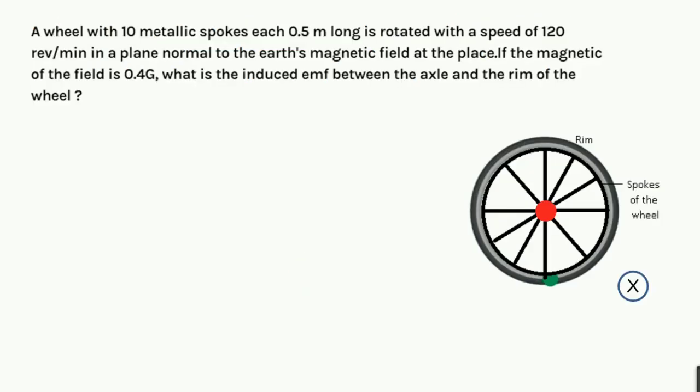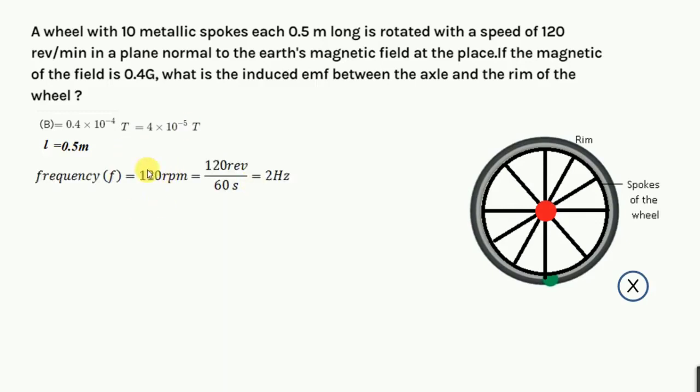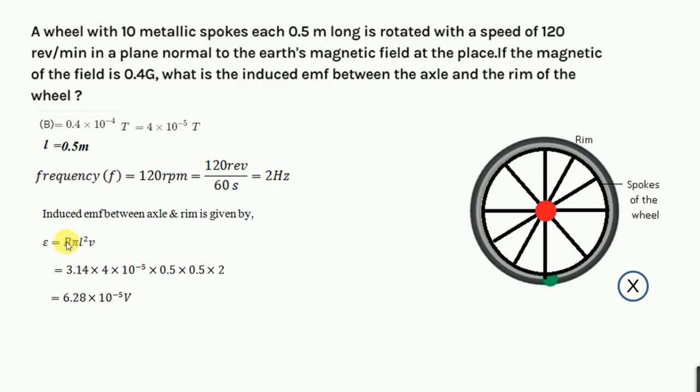In this question there is a wheel with 10 metallic spokes, and it is rotating from its center in a magnetic field which is 0.4 Gauss. So you have to find the total EMF due to all spokes. First I will consider one spoke. Magnetic field is given and length is also given, and now we'll find the frequency. 120 revolutions per minute. If you convert this into revolutions per second, then you'll get 120 by 60 seconds. If you cancel this, you'll get 2 hertz frequency.